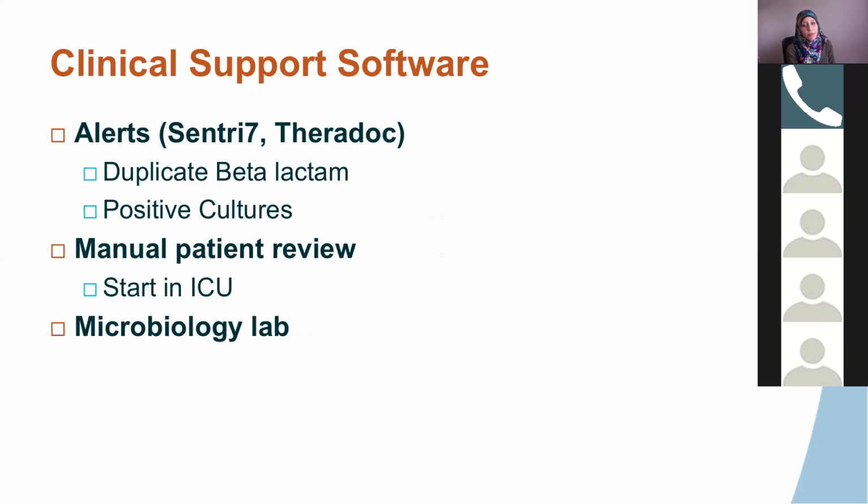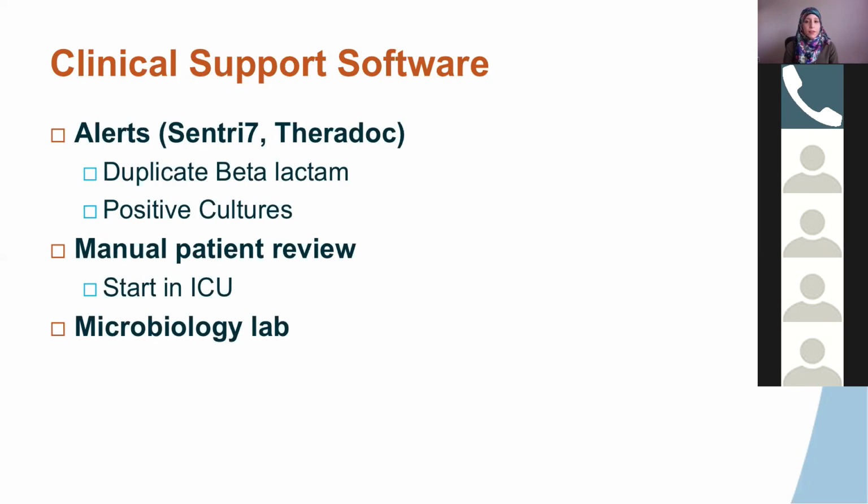Clinical support software, if you have it, is very helpful. I'm most familiar with Sentri7 or TheraDoc. Basically these will give you alerts if you have duplicate beta-lactams or any positive cultures. For me, that includes any positive influenza. Sometimes it'll alert me for new procalcitonin orders. But you have to keep in mind that these are just support software. It's not all encompassing. It doesn't do the full antimicrobial stewardship review. So for me, it's just a starting point.